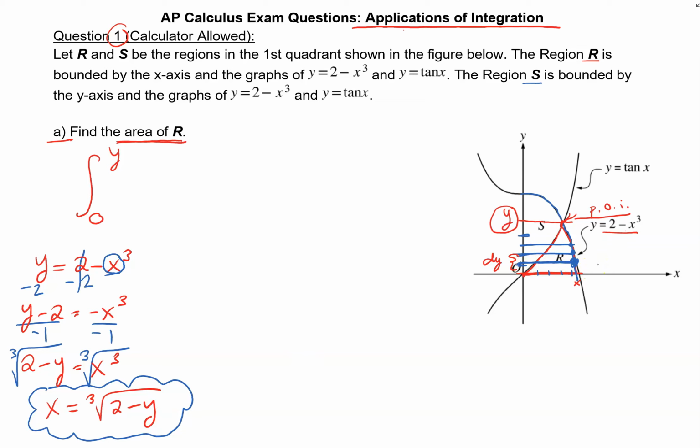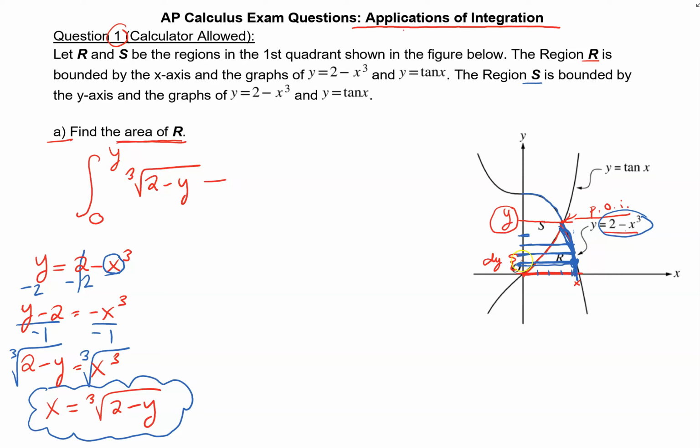So that would be my greater x value, right? Because the cubic function, if you're looking at it in terms of a horizontal distance from the y-axis, is further away than the tangent function is. So that would be my greater function. I'm going to start by taking that function, the cube root of 2 minus y. That would be considered my greater function.